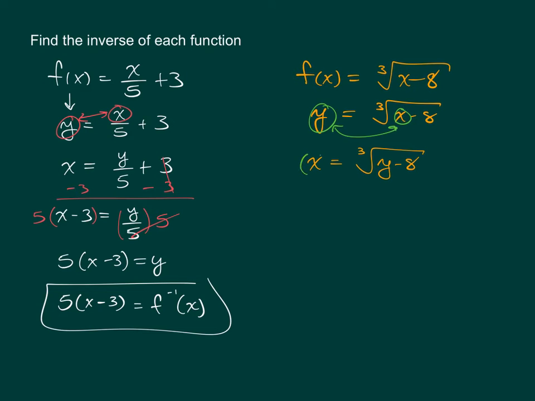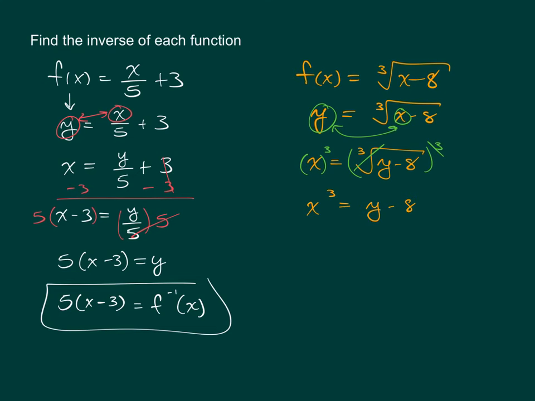And the first thing we're going to want to do here is get that y accessible. We want it out of this cube root radical. It's trapped in there, we want to get it out. So the way to do that is to cube both sides. So now we will have x cubed equals y minus 8.